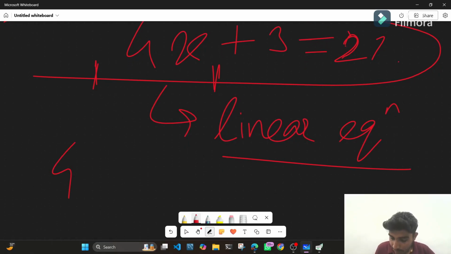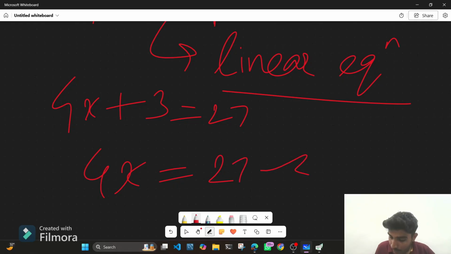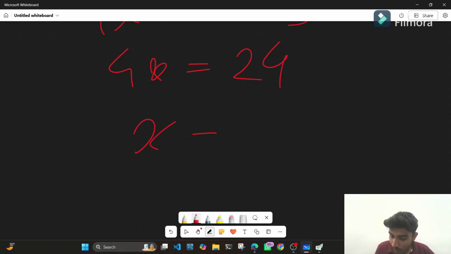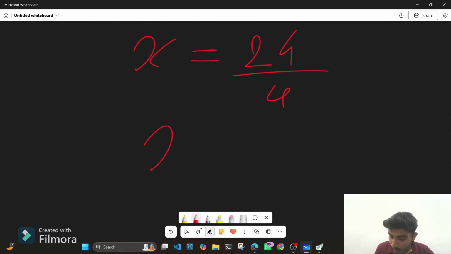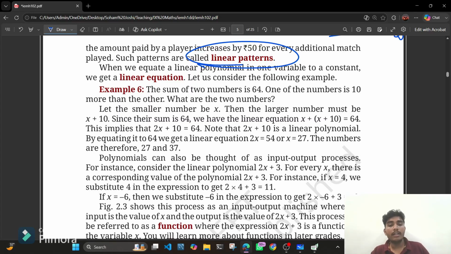ठीक है, I can solve it. मैं अगर 4x + 3 is equal to 27 है, मैं क्या करूंगा? 3 को बाहर डालो, पहले इधर addition में था, उधर जाके subtraction हो जाएगा। 27 - 3, 4x is equal to 24। अभी x के साथ इधर 4 multiplication में, वहां जाके division में चला जाएगा, तो x is equal to 6। ये मेरा सीधा answer आ गया। ठीक है, this is just a linear equation.